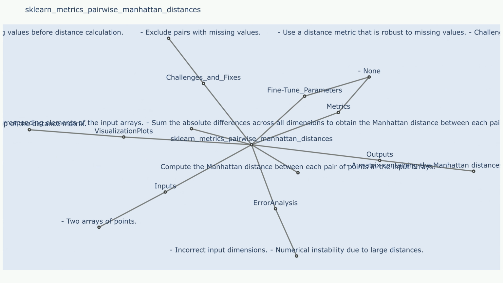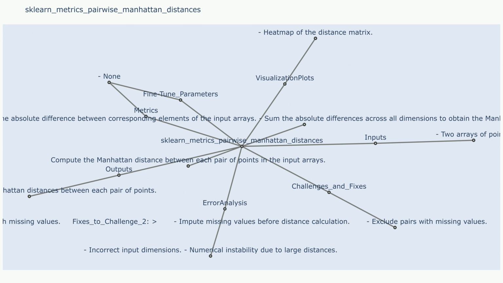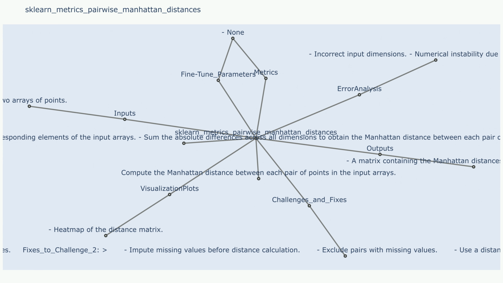Steps. It calculates the absolute difference between corresponding coordinates of each pair of data points. It sums the absolute differences across all features for each pair, resulting in the Manhattan distance. Metrics. Manhattan distance, the primary metric computed by this function. It represents the sum of absolute differences between corresponding coordinates.